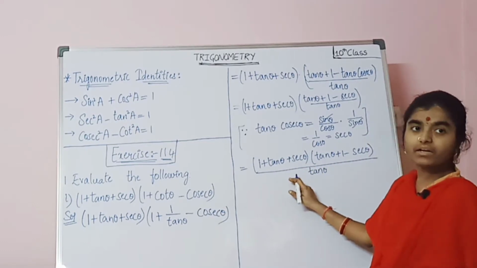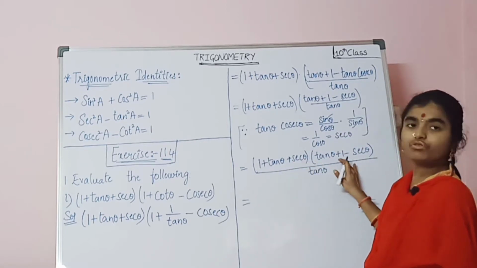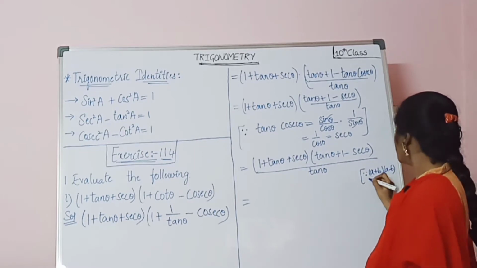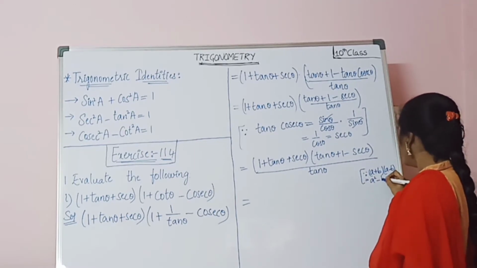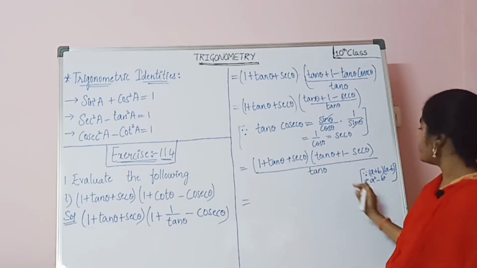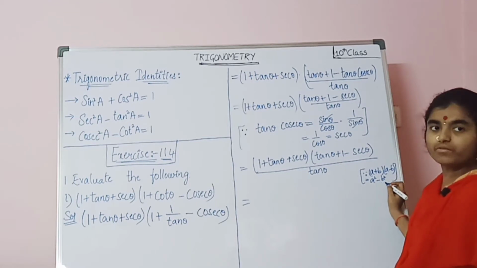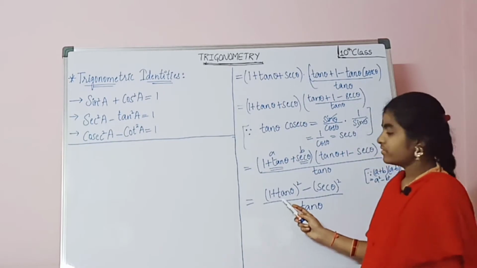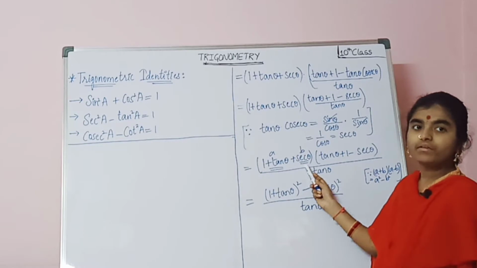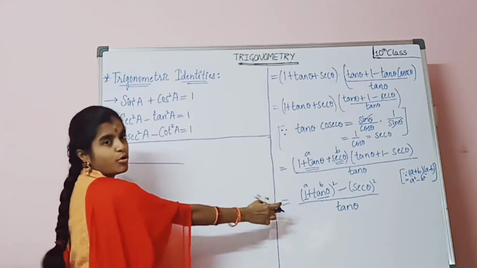Now we have to take tan theta common. Now it is in the form of (a plus b) into (a minus b). So what is the formula for (a plus b) into (a minus b)? (a plus b) into (a minus b) equals a square minus b square. So what is a here? (1 plus tan theta) whole square minus, what is b? (secant theta) whole square by tan theta. Now (1 plus tan theta) whole square is in the form of (a plus b) whole square.